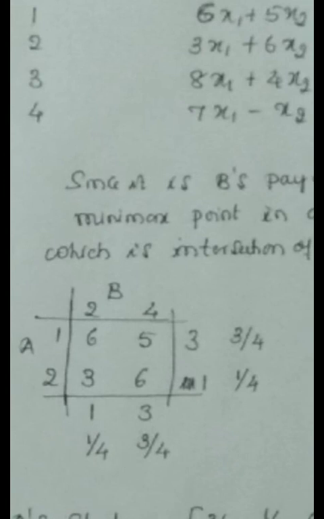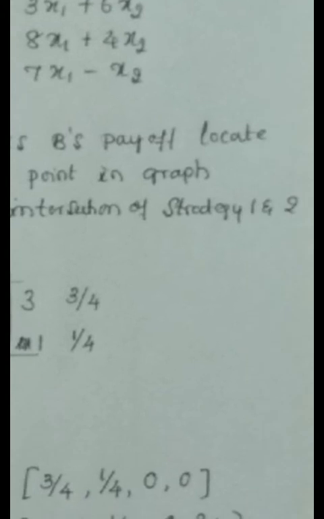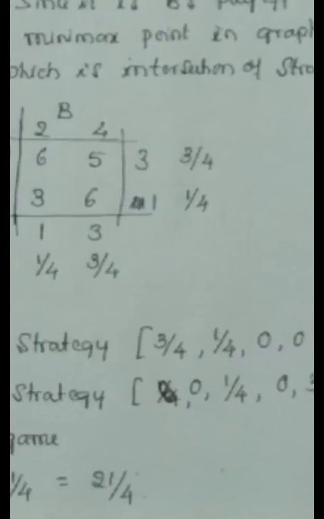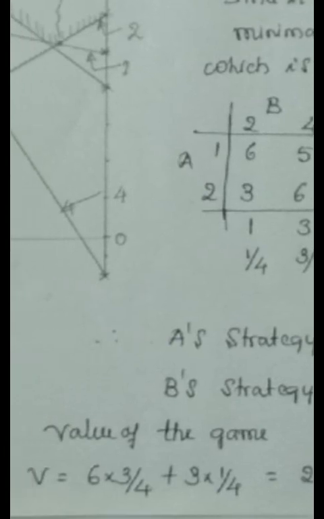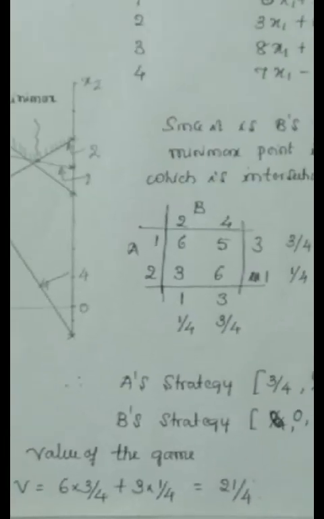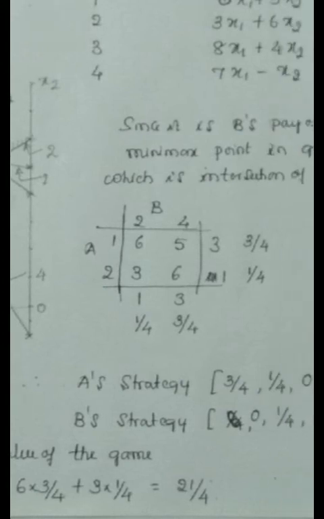Then find the oddments. 6 minus 5, 1. 3 minus 6, 3. Similarly, for the first column, 6 minus 3, 3. 5 minus 6, 1. Find the proportions: 3 by 4, 1 by 4. Then we can write the best strategy for A and for B. Then find the value of the game. The value of the game is 6 into 3 by 4 plus 3 into 1 by 4. The value of the game is 21 by 4.